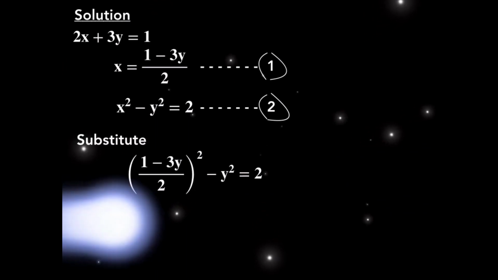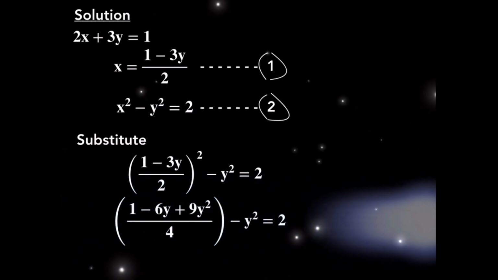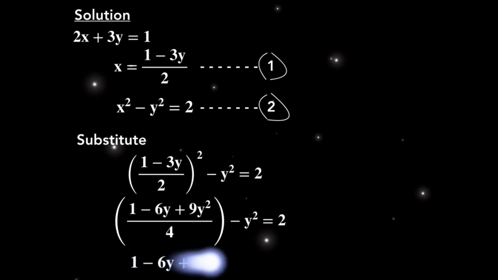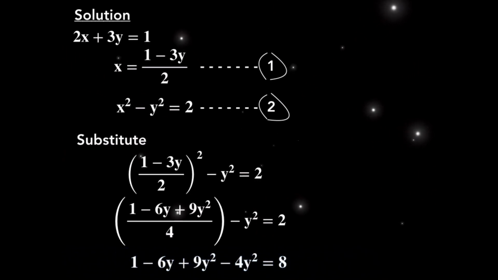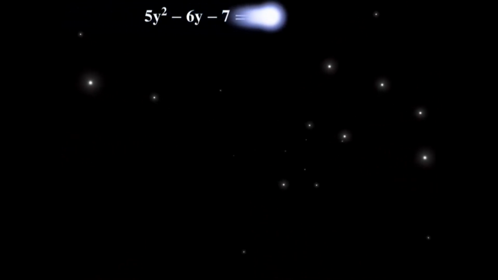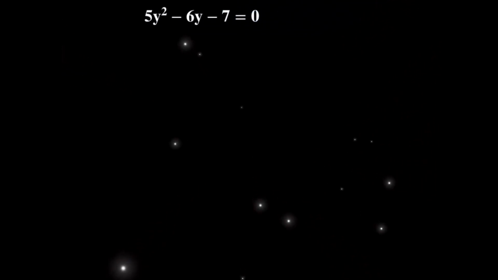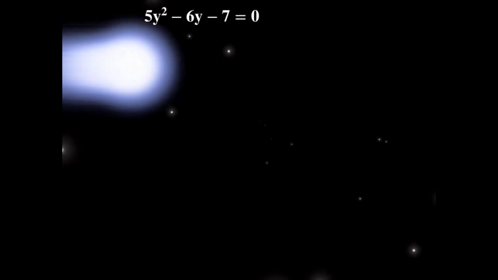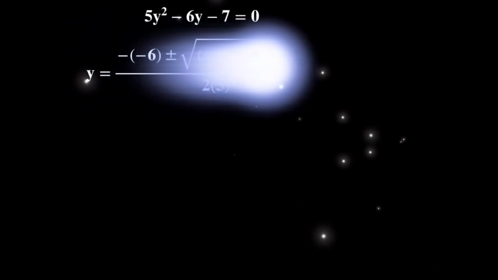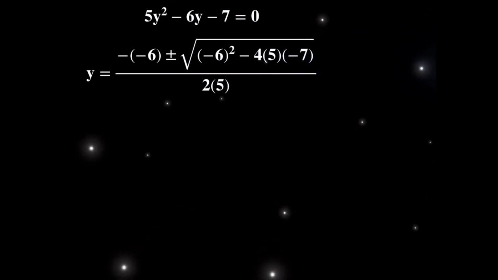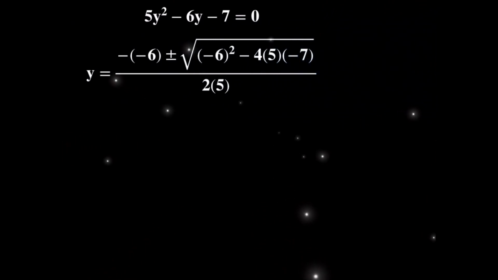Open the brackets, you would have 1 minus 6y plus 9y squared over 4, and then minus y squared equals 2. Times all by 4 to simplify, you get 1 minus 6y plus 9y squared minus 4y squared equals 8. Now you simplify, you would have 5y squared minus 6y minus 7 equals 0. Now, in order to solve this equation, you have to use the formula negative b plus minus square root of b squared minus 4ac over 2a. You just key into the formula and you can use your calculator.